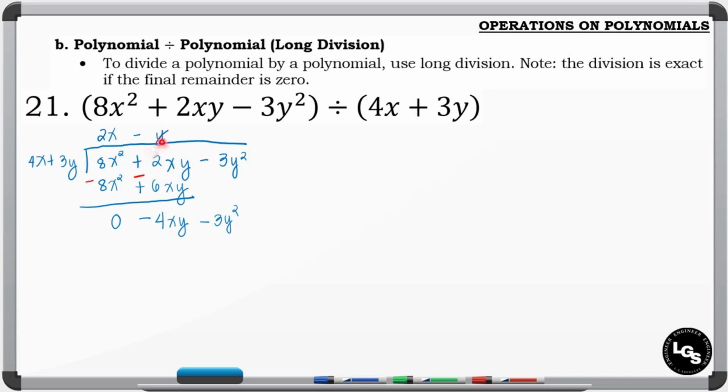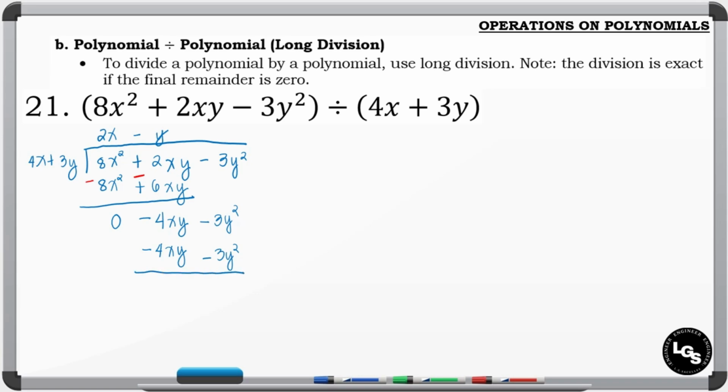Then next, the quotient should be multiplied with the divisor. So negative y, because we have here the negative sign. So negative y times 4x is negative 4xy. Then negative y times positive 3y, that is negative 3y squared.